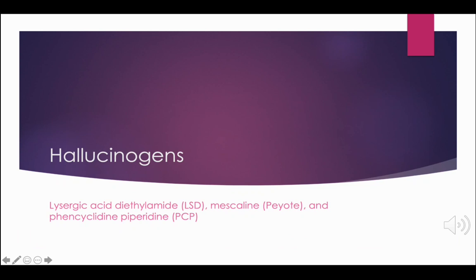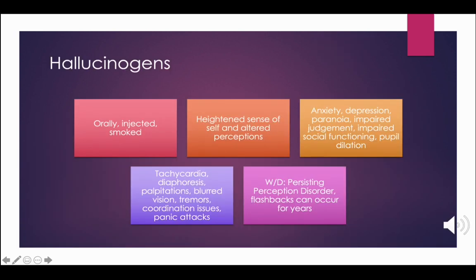Now we're going to briefly mention hallucinogens. The most common of these are LSD and PCP. These are usually ingested orally, but also can be injected or smoked. An individual may experience a heightened sense of self and altered perceptions, so colors may be more vivid. They may also experience anxiety, depression, paranoia, impaired judgment, impaired social functioning, pupil dilation, tachycardia, diaphoresis, palpitations, blurred vision, tremors, incoordination, and panic attacks. Hallucinogen persistent perception disorder is when somebody who has previously taken a hallucinogen experiences visual disturbances or flashbacks that can occur intermittently for years.